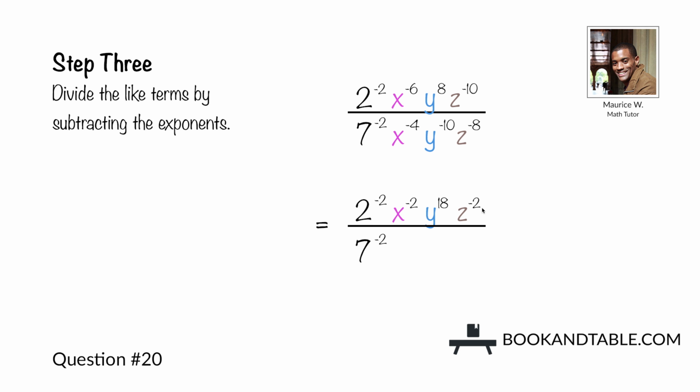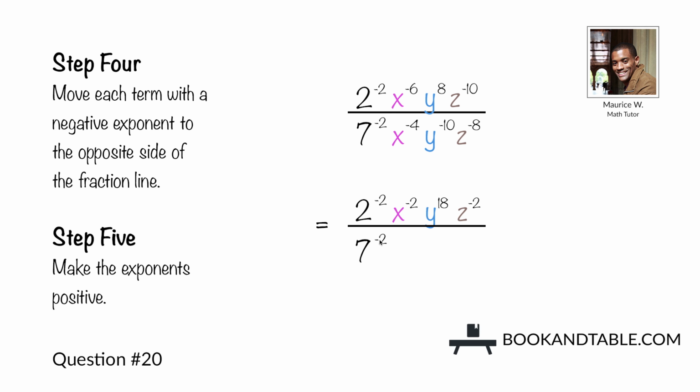So now we've simplified our x, y, and z's, and now we have a few negative exponents remaining. So step 4, move each term with a negative exponent to the opposite side of the fraction line. And step 5, make the exponents positive. So this will move to the numerator, this will move to the denominator, and both x and z with exponents of negative 2 will move to the denominator.